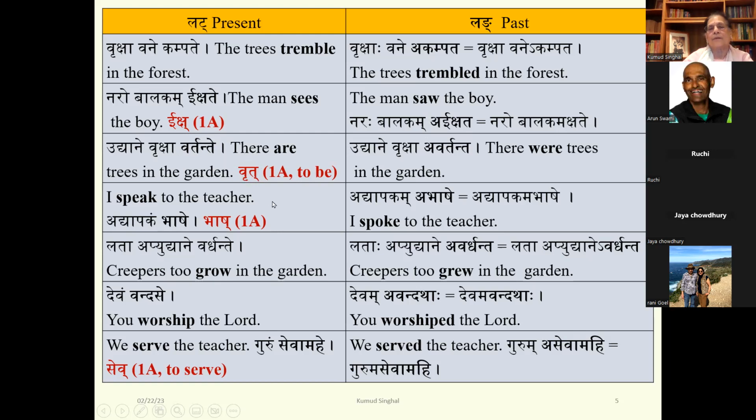Ma'am, can I ask you a question here? Why is it naraha balakam aikshata? I understand the a and a combined to form a long a. So why is the e dropped in the sandhi?